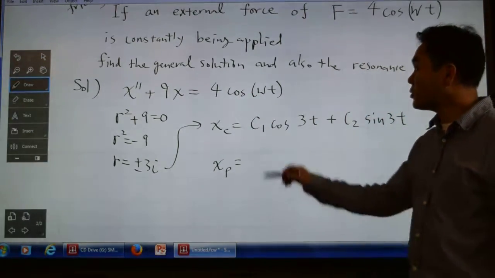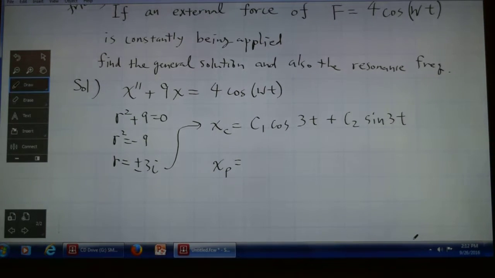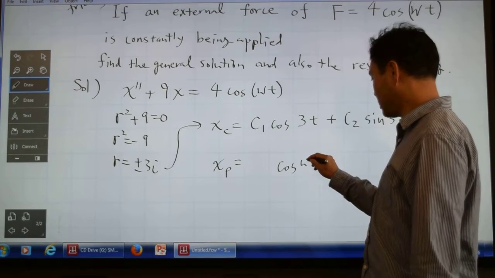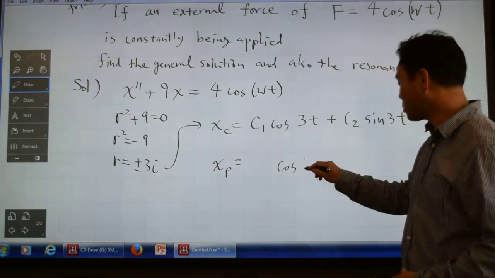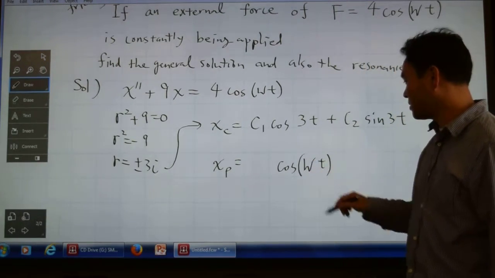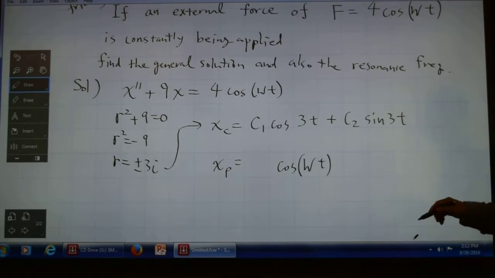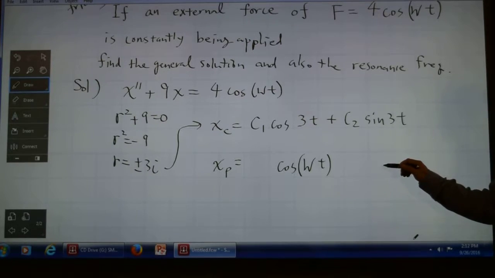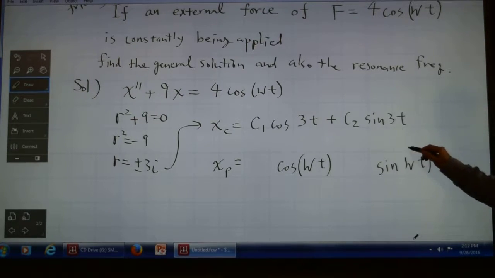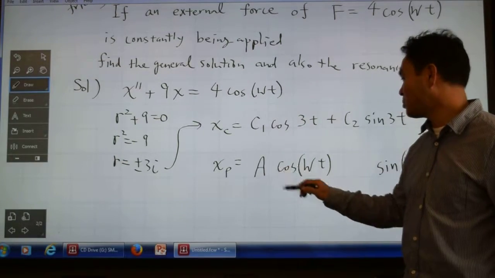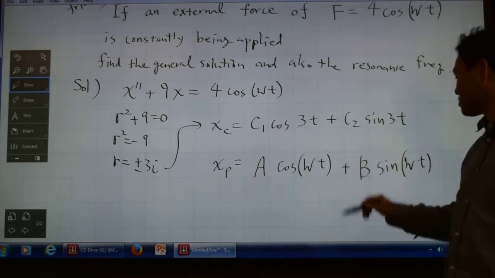In order to create this on the right, what should you have? You need a cosine wt. I keep writing omega, maybe you're not going to see the difference, but I need a pointed one. Why don't you just use x? No, you already have x here. I can use A or B. What else do I need? Sine wt. So I need one for cosine, another one for sine.